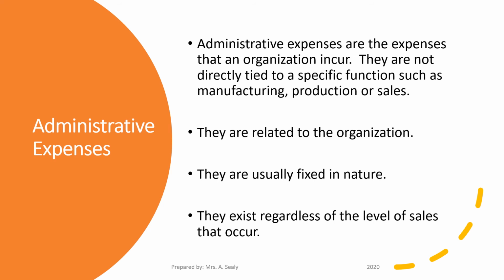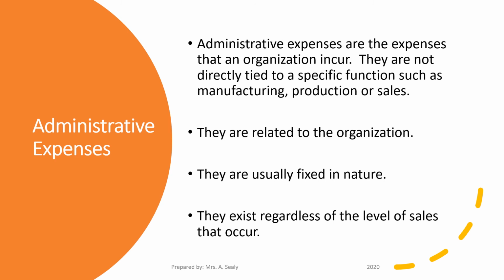They have to pay, maybe, they have to expense the depreciation on the building. They have to pay their light. They have to pay their water. Those things that they have to pay, those various bills. And that does not depend on the level of sales that occur during the year. The number of sales are irrelevant when it comes to these particular expenses. So now we've looked at administrative expenses.